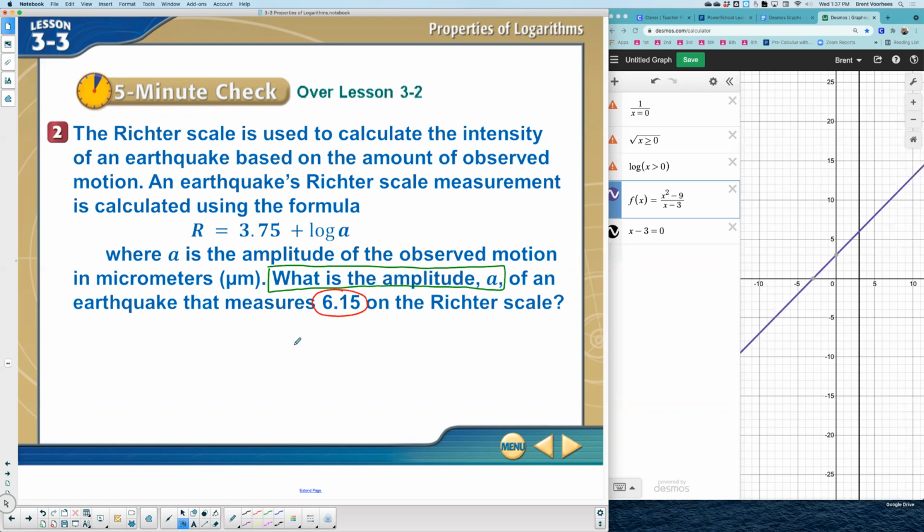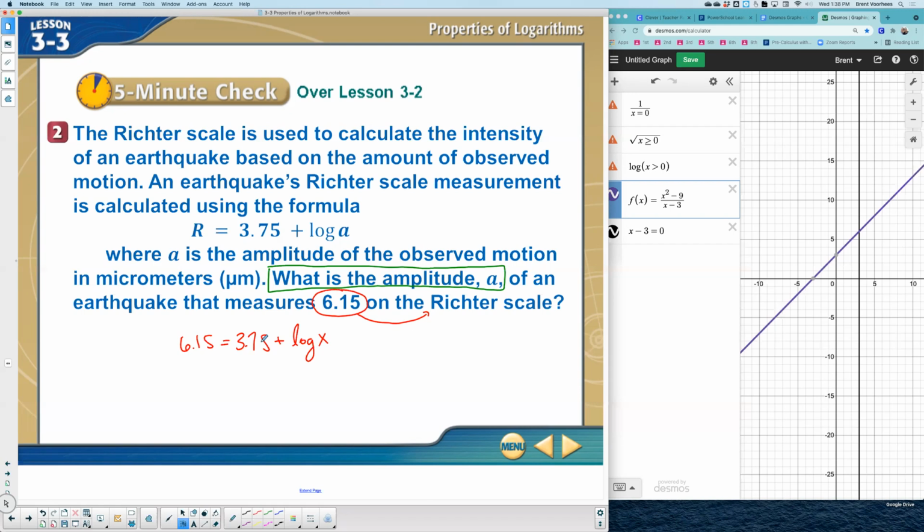Where can I put 6.15? Very good. Into the R, because that's the Richter scale, which is the R. So this problem, if I substitute in, I have 6.15 equals 3.75 plus the log of, instead of a, since I'm looking for it in a calculator, I'm going to use x. Desmos just works better if you use your variable as x. So there it is. We need to solve this problem.